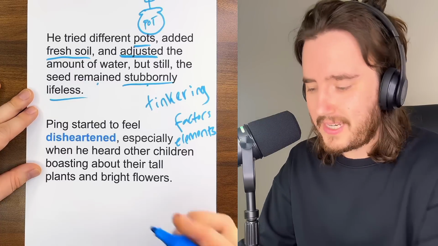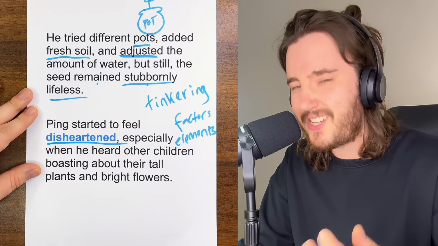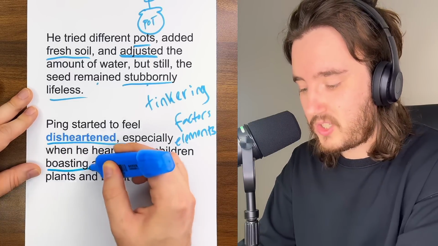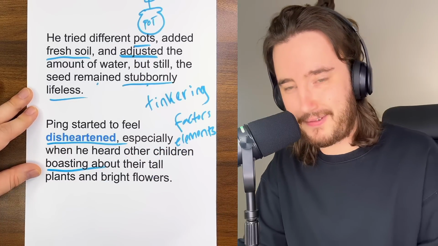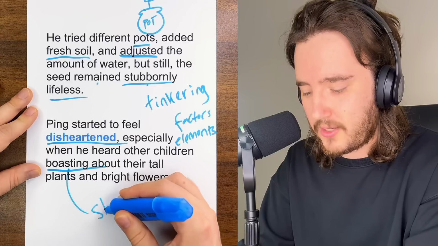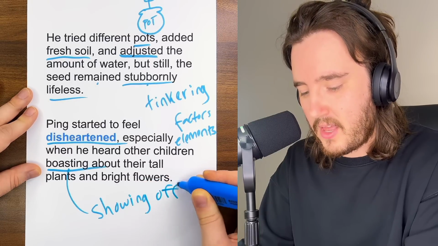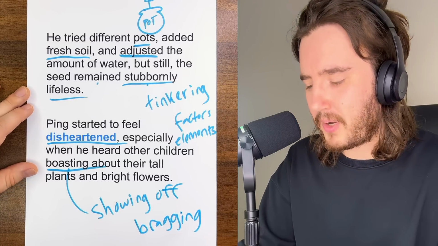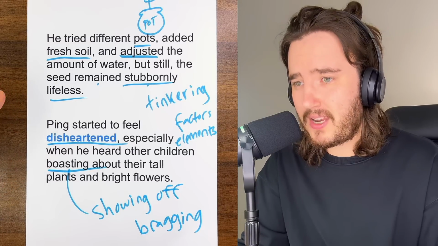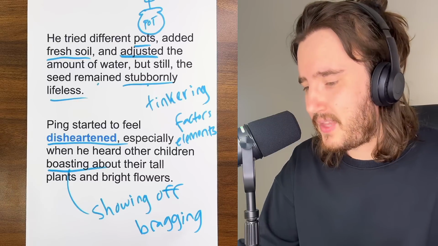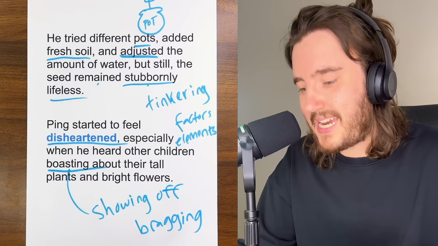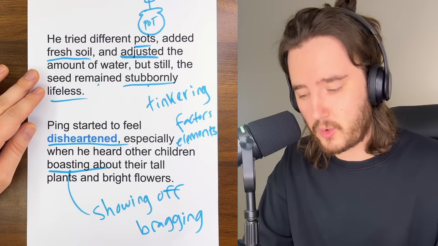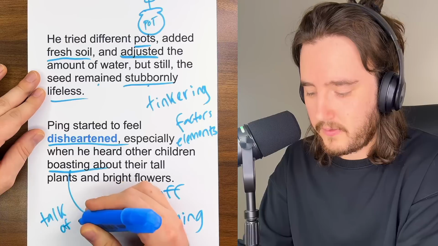So Ping started to feel disheartened, discouraged, dejected, dispirited, especially when he heard other children boasting about their tall plants and bright flowers. Okay, so boasting, the other kids are already showing off. They are bragging. They are, of course, lying. We know that they're lying, but they want all the attention. They obviously want to be the emperor's successor. They want to be the heir to the throne. And so they are making sure that their plants, their flowers are the talk of the town.